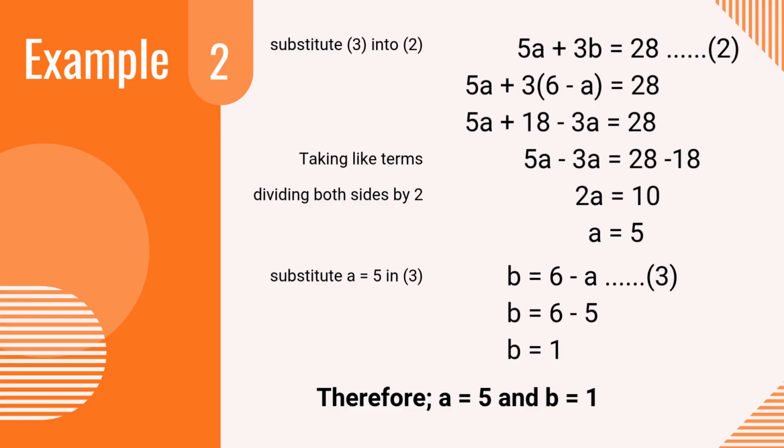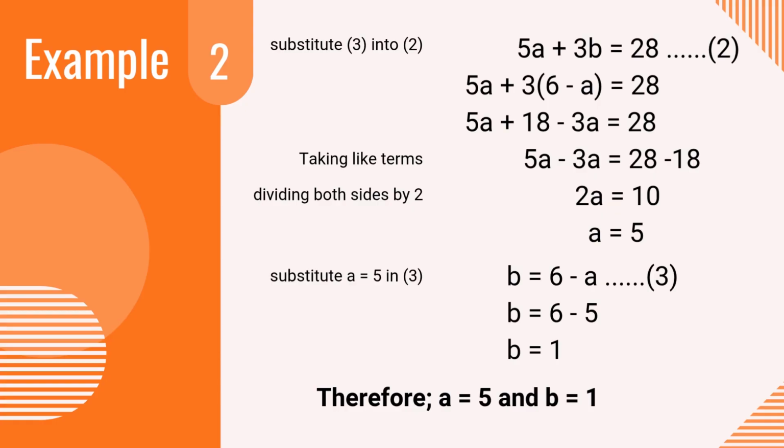The next step is to open the bracket. Opening the bracket, we have 5a plus 3 times 6 is 18, and 3 times minus a is what? Minus 3a, then all equal to 28. The next line is to take like terms. By taking like terms, we bring the a's together and the numbers that look alike together.